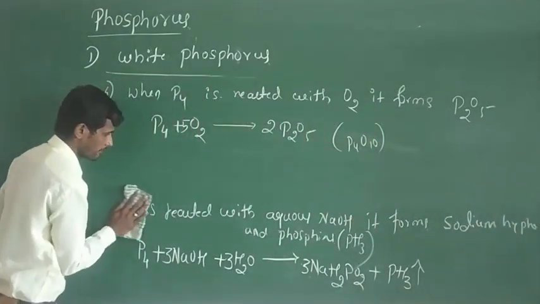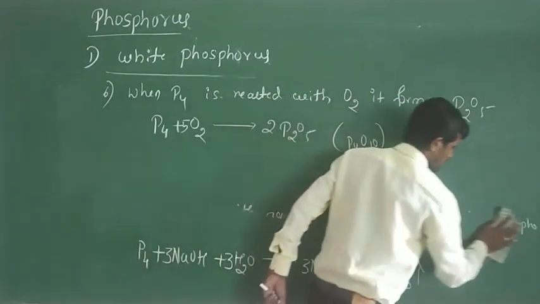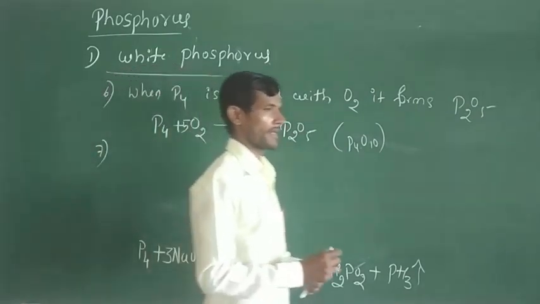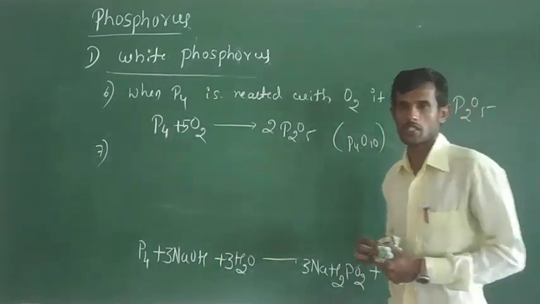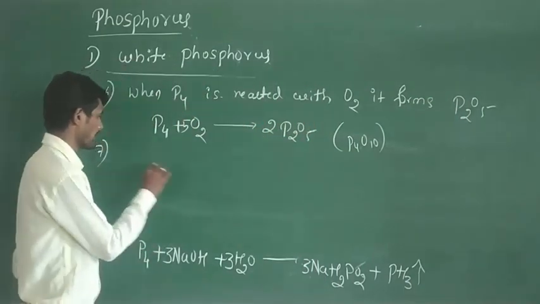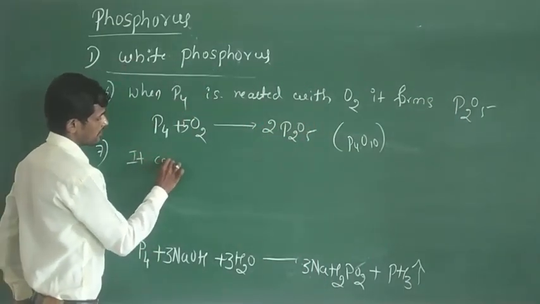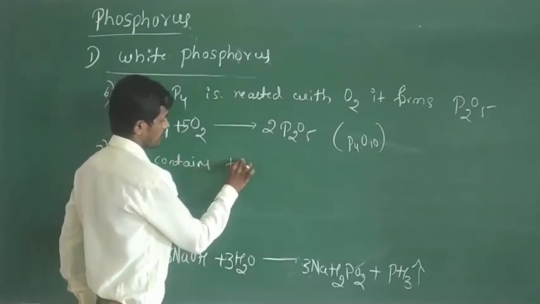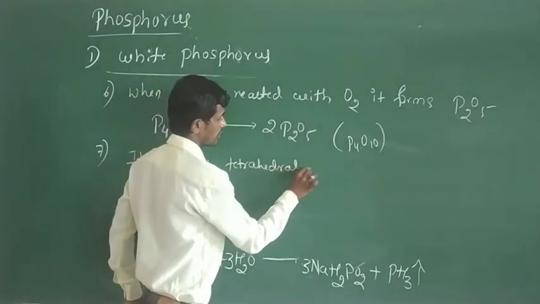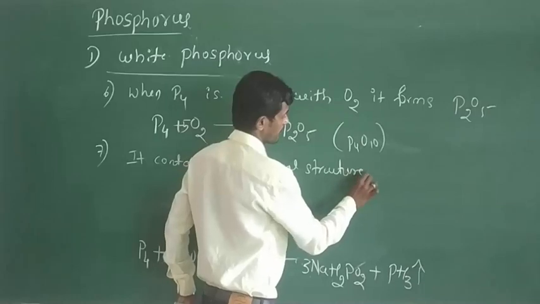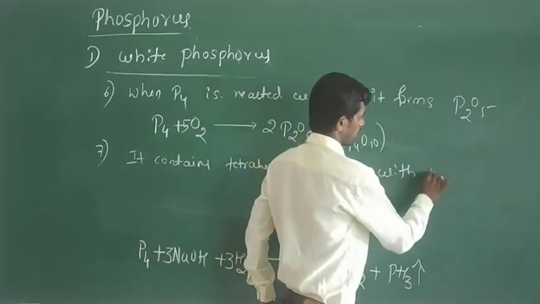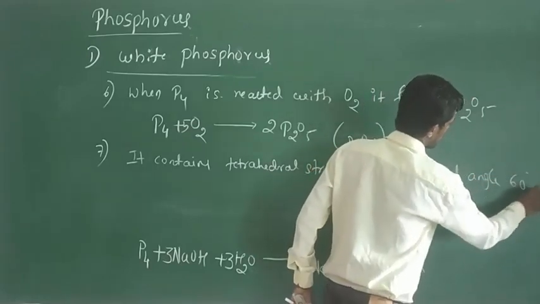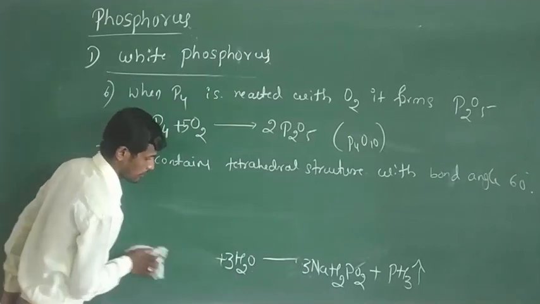Yes, another point related to white phosphorus is that white phosphorus has a tetrahedral structure with a bond angle of 60 degrees. Remember, this is very important. It contains a tetrahedral structure with a bond angle of 60 degrees. I write the structure of white phosphorus here.